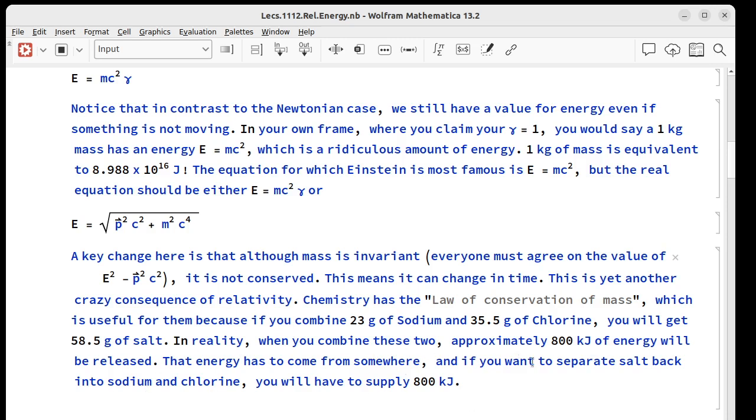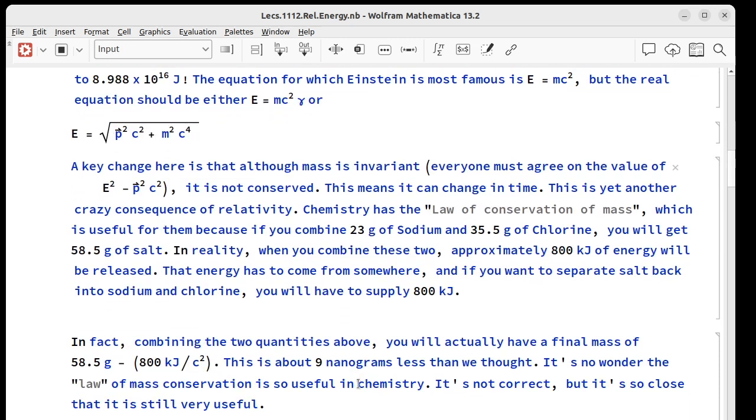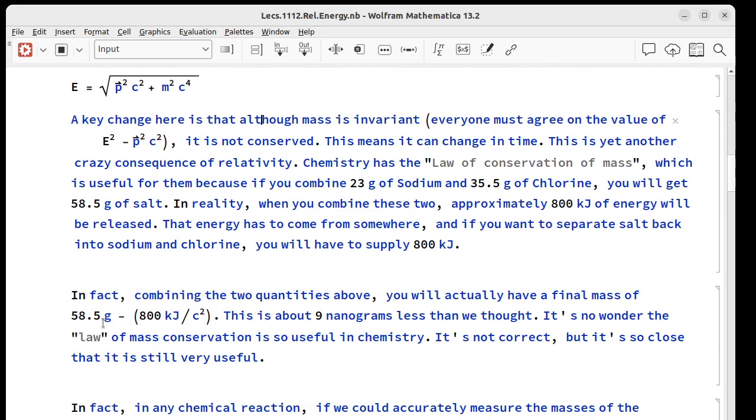If you want to separate this salt back into sodium and chlorine, you have to dump 800,000 joules of energy into it. What this is telling us is we don't really have quite 58.5 grams. We have that minus this energy over c squared. This is 9 nanograms, or 9 billionths of a gram. So even though it's not really a law, it's obviously going to be pretty darn useful in chemistry if you can say we're correct to better than a part per billion by saying mass is conserved.